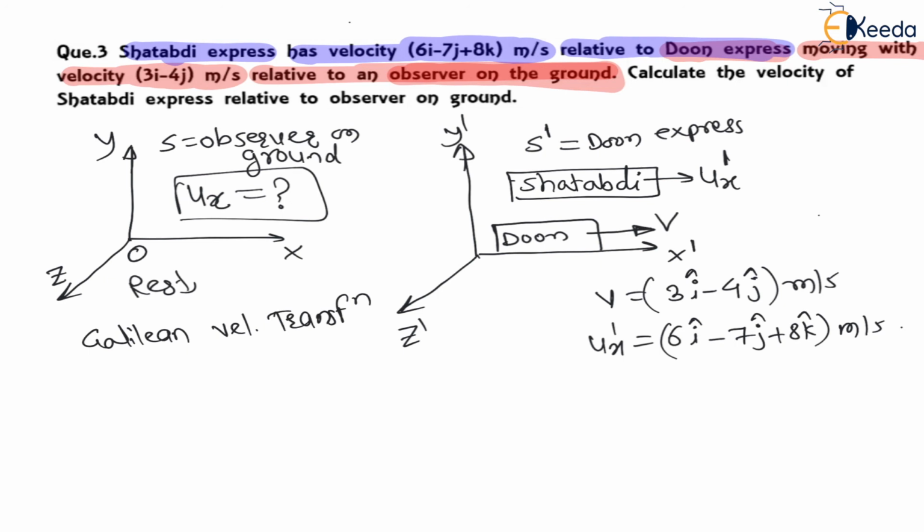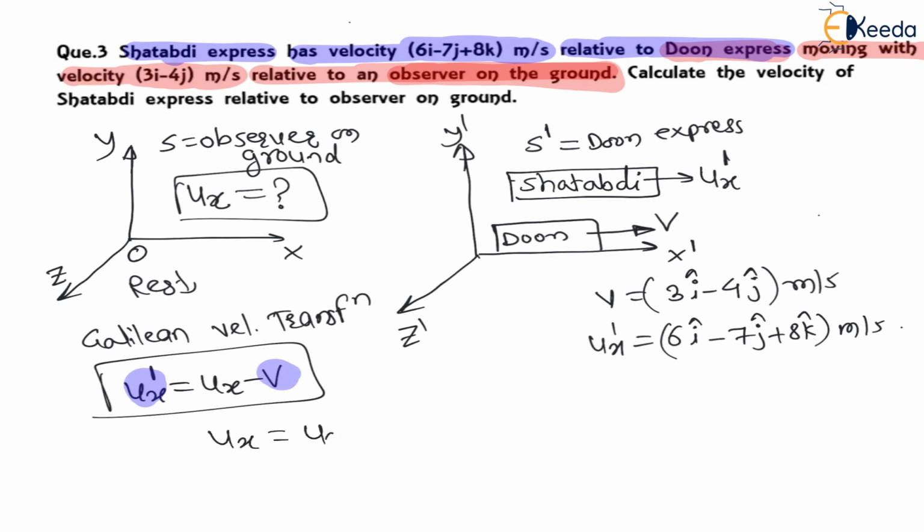As per the Galilean velocity transformation equation, we have the relation that Ux dash is equal to Ux minus V. Right, this is the Galilean velocity transformation equation. But Ux dash is already given, V is also given, Ux is to be calculated. Therefore, can I say Ux will be equal to Ux dash plus V, which is equal to, let us write the values, 6i minus 7j plus 8k plus V, which is 3i minus 4j.